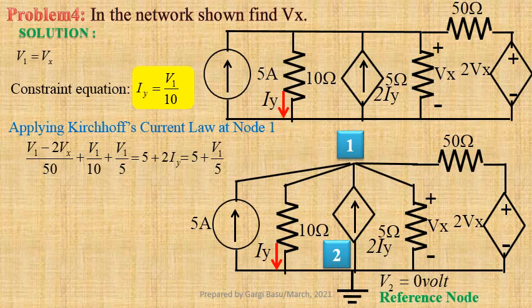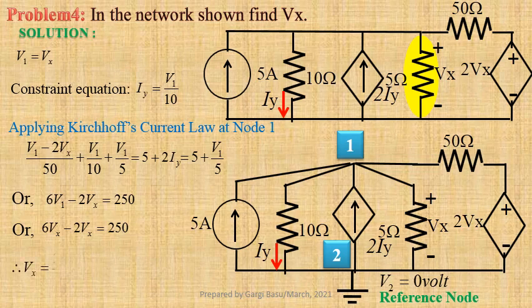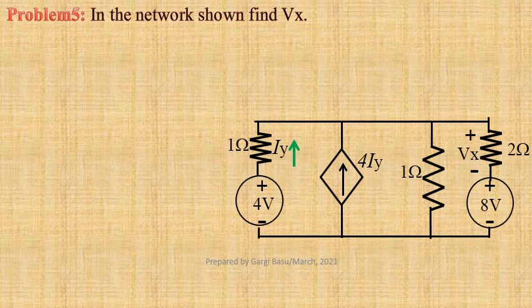By rearranging this equation, we get 6V1 minus 2Vx equals 250. Since V1 equals Vx, we get 6Vx minus 2Vx equals 250. Therefore, Vx equals 250 divided by 4, that gives us 62.5 volts.